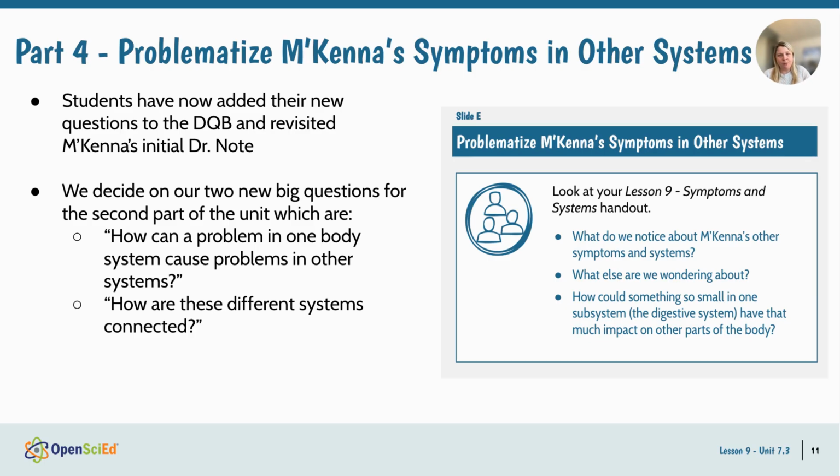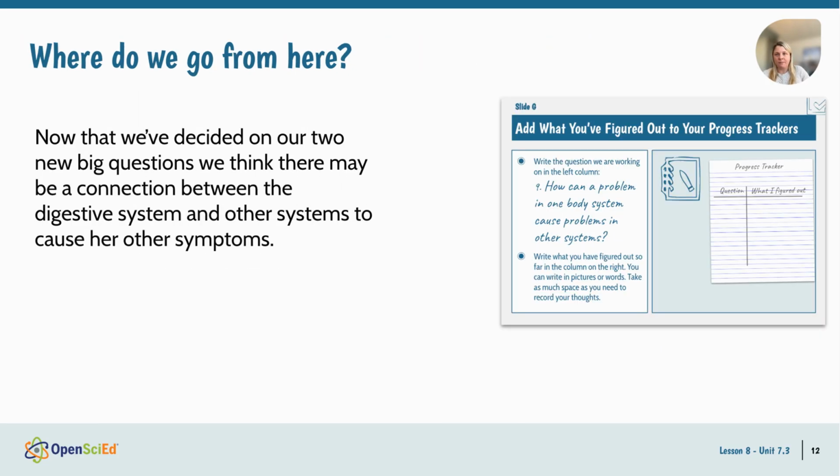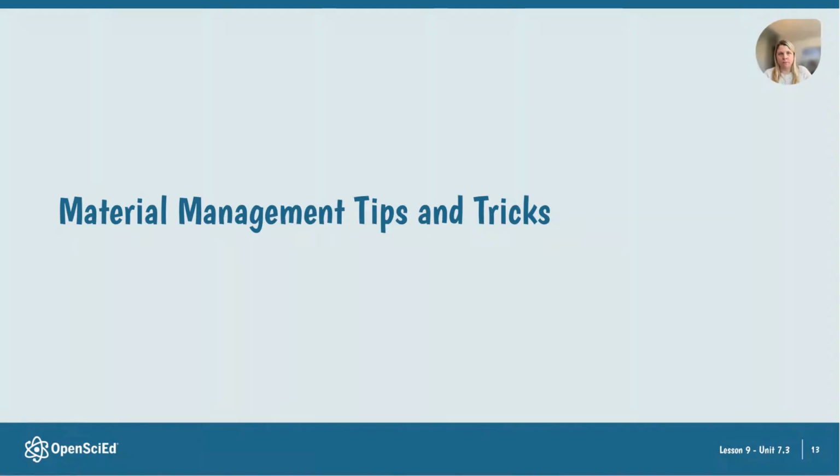As you move forward through the storyline for the remaining lessons of this unit, you'll see how we are now going to be answering our students' questions related to the remaining symptoms and body systems, overall trying to explain how the human body works. Now, where do we go from here? Now that we've decided on our two new big questions, we think there may be a connection between the digestive system and the other symptoms.